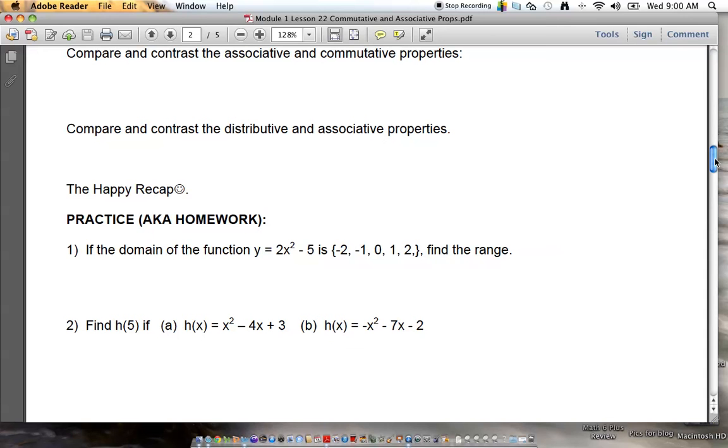Very good. Now, compare and contrast distributive and associative. What do you notice about distributive compared to associative? How many sets of parentheses does distributive always have? One. Always. Distributive is always one set of parentheses. 5 times 3x plus 2 is going to be 15x plus 10. Whereas associative is always going to have 2 sets of parentheses on either side. Okay? All right, so you now know your properties.